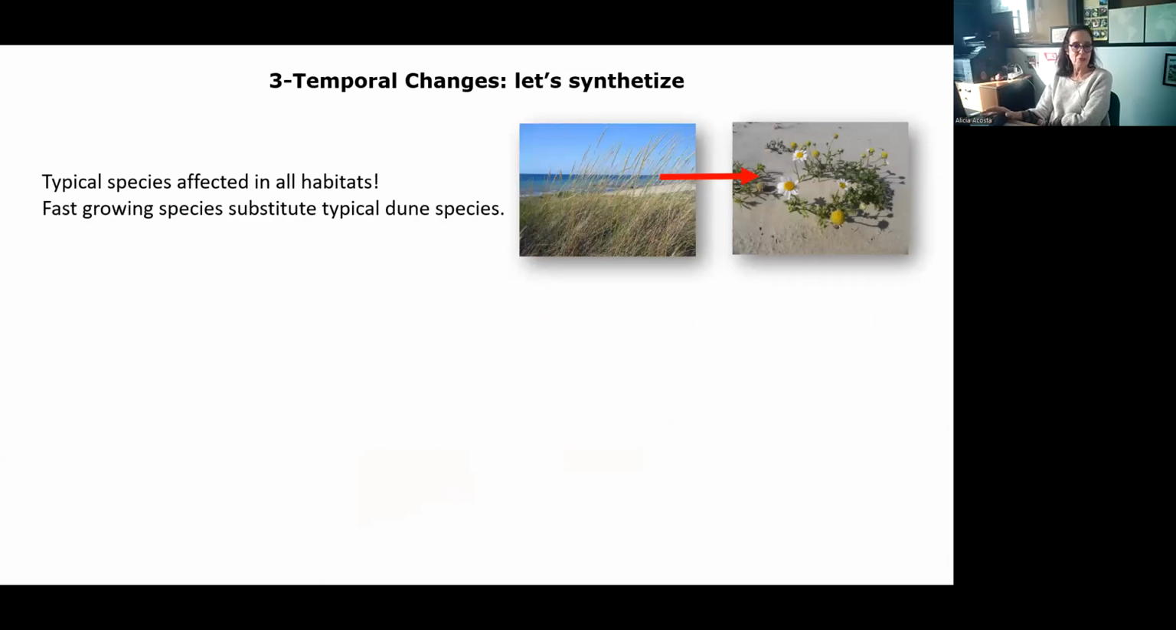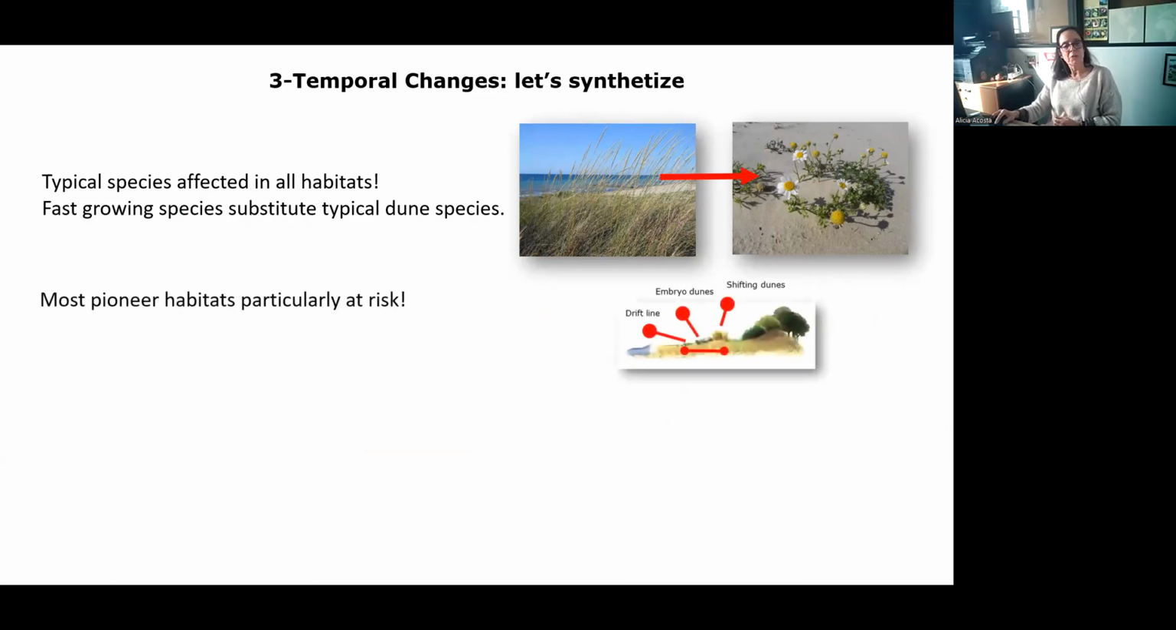And trying again to condense other results, I can say that we observed that the typical dune species were affected in all habitats. Fast-growing species, often annuals, but also ruderals and non-native species, substitute typical dune species, the dune builders, as Ammophila we've seen before. So, very important species loss was verified. Moreover, we observed that most pioneer habitats were particularly at risk.